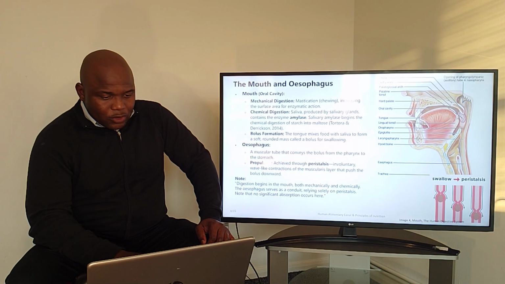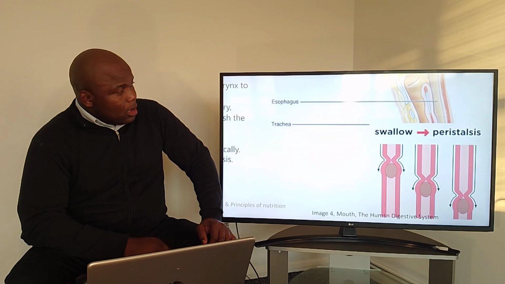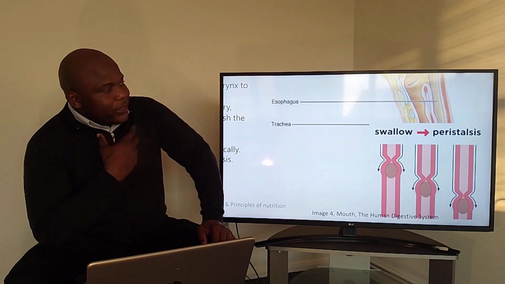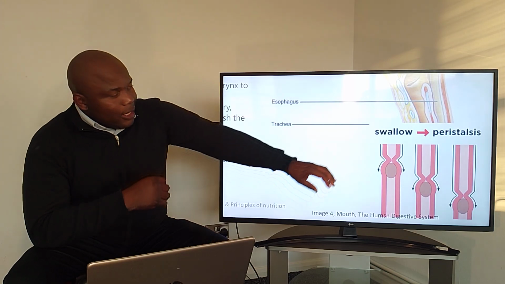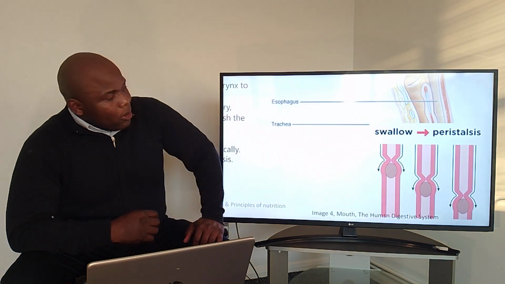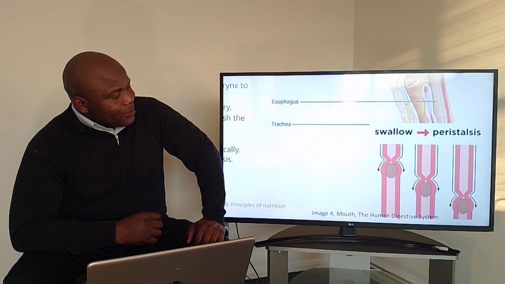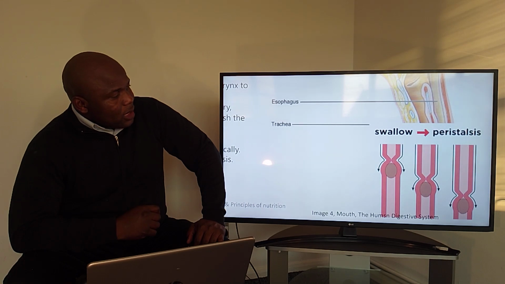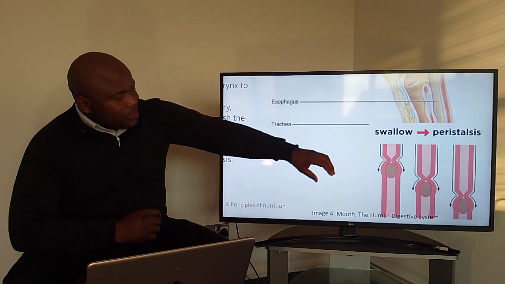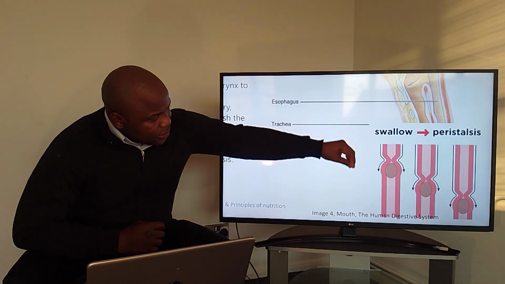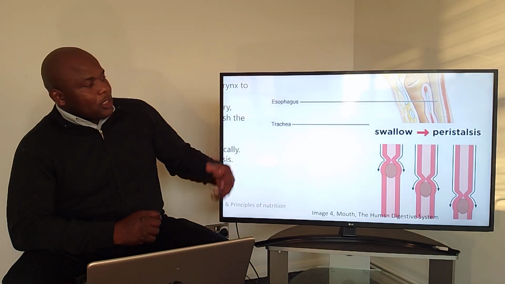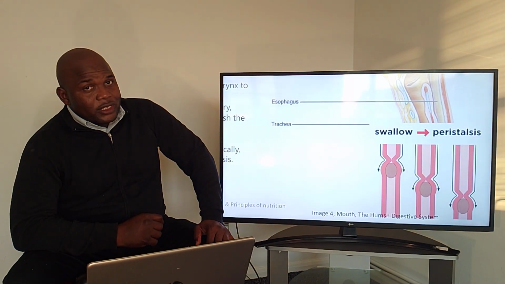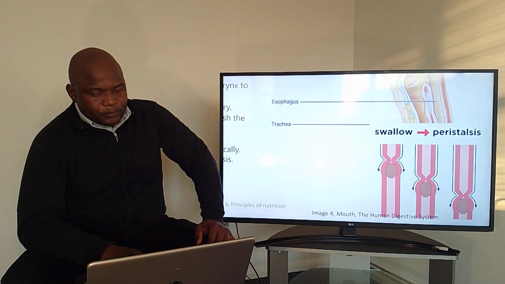We'll zoom in on the esophagus to see the action of swallowing, that is peristalsis. As the small balls, that is the bolus, go down towards the stomach, constriction occurs behind the ball. It is pushed down towards the stomach as it goes through the process of involuntary swallowing.